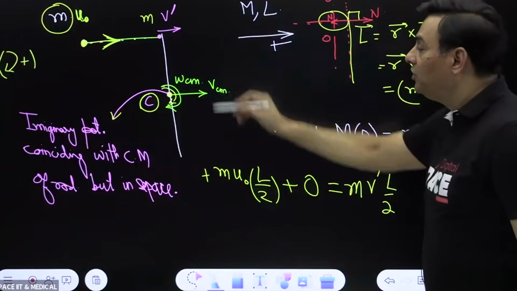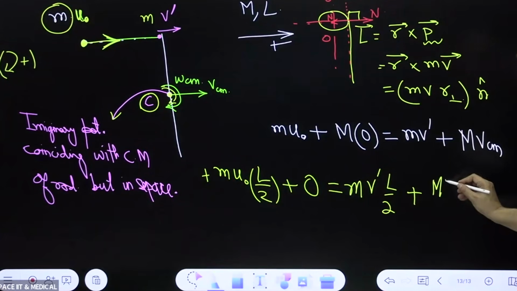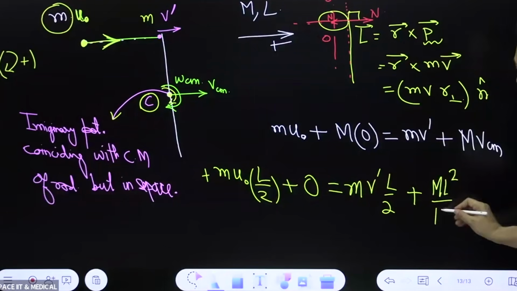For the point mass after collision. And for the rod, it will be ml square by 12 into omega cm.